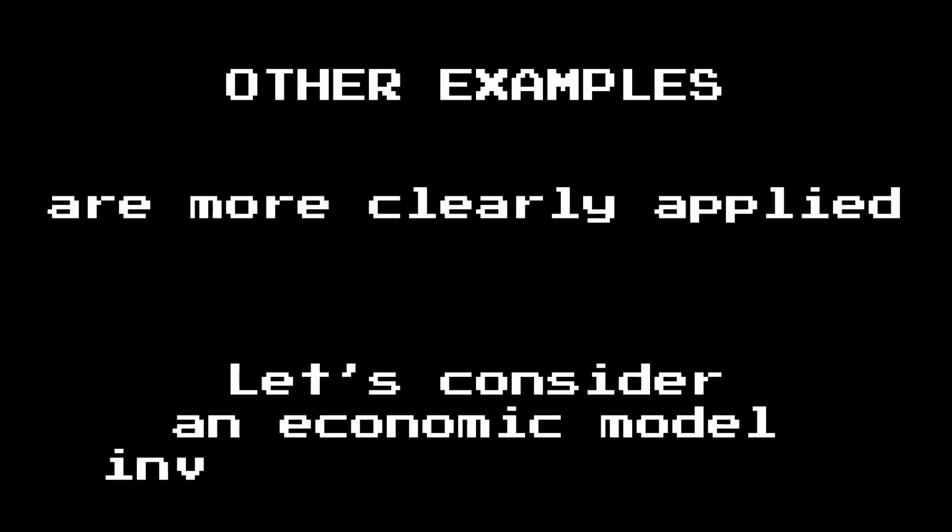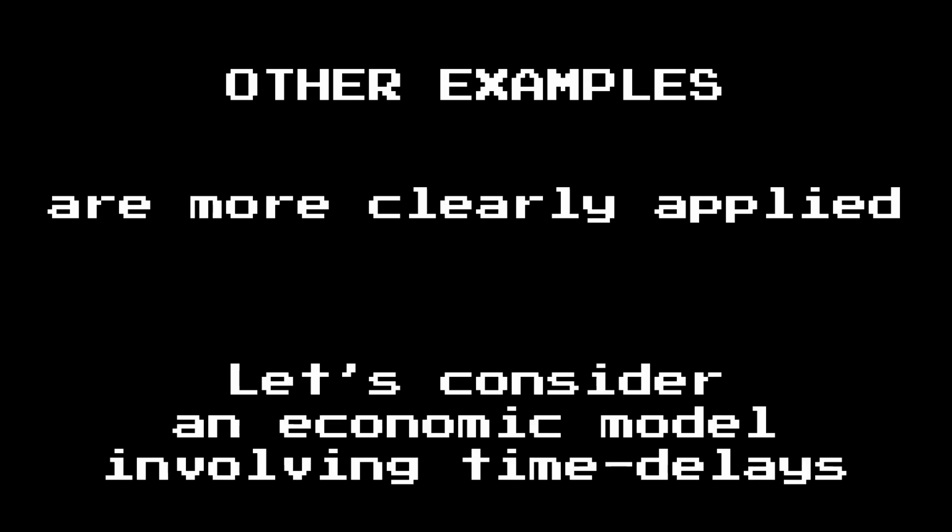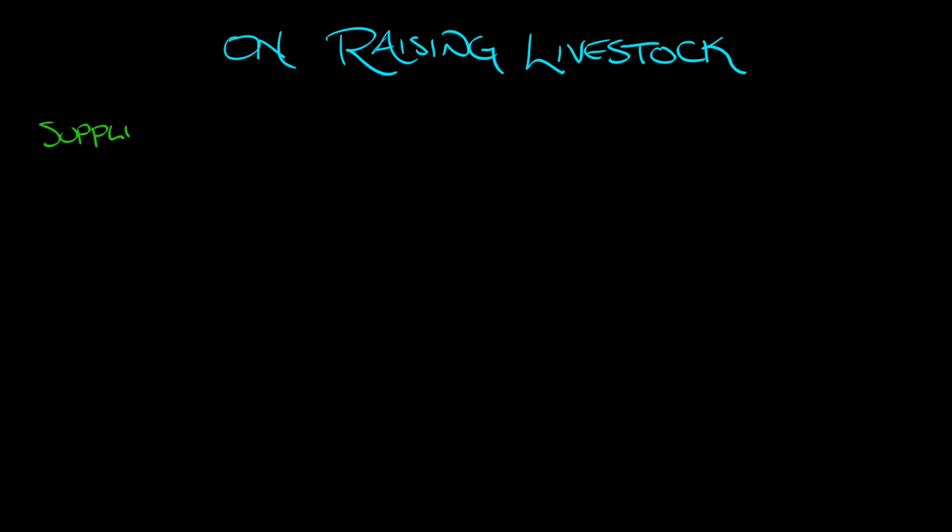There are other examples of linear second-order recurrence relations that are a little bit more applied and useful than this. Let's consider an economic model that involves time delays. This one's really cool. Let's say that we're trying to raise livestock, and we start doing some economics, right? So you've got supply, and you've got demand, and everything is based on price.